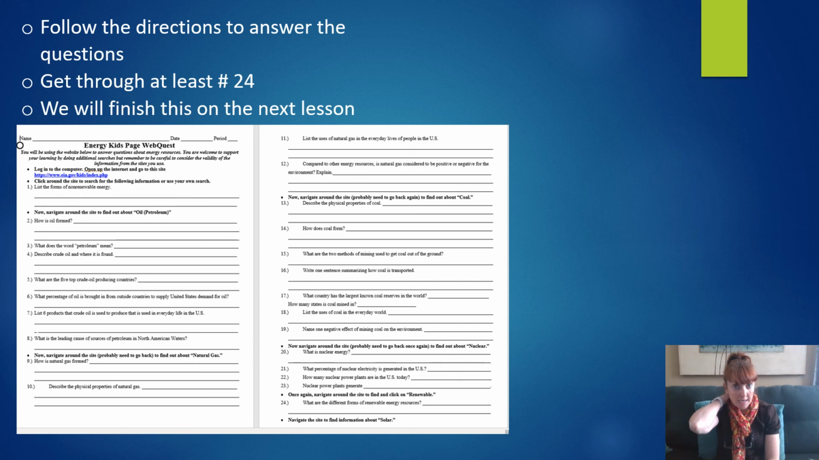Today, I just want you to follow the directions to answer the questions. I want you to get through at least number 24. That's the first two sides of the worksheet. It's pretty straightforward. You should easily be able to do that. We will finish the rest of this on the next lesson. So again, it's going to tell you to click around on different things and look up different types of energy and find out information related to those different types of energy.